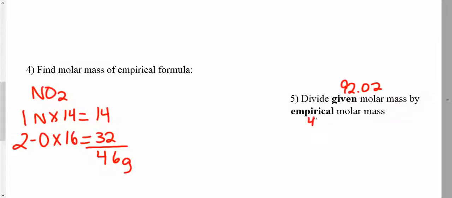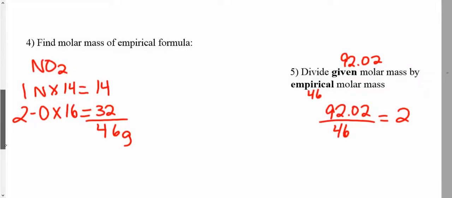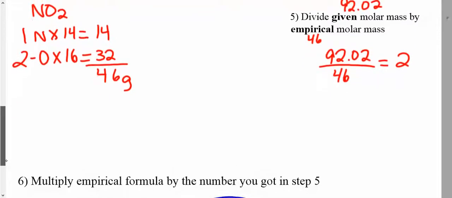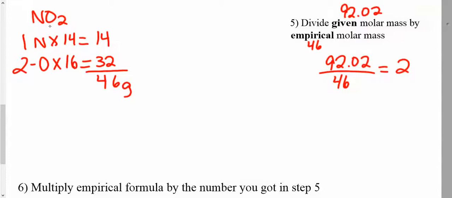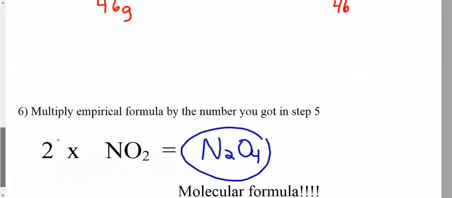So divide the given molar mass by the empirical molar mass. 92.02 divided by 46 gives me 2. Very close to a whole number, close enough to round. That tells me that my empirical formula needs to be multiplied by 2. So multiply the empirical formula by the number you got in step 5. I got 2. Multiply by NO2 gives me N2O4. N2O4 is your molecular formula.